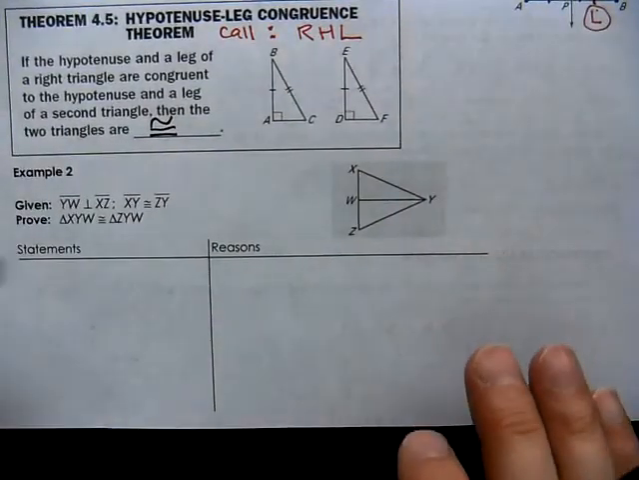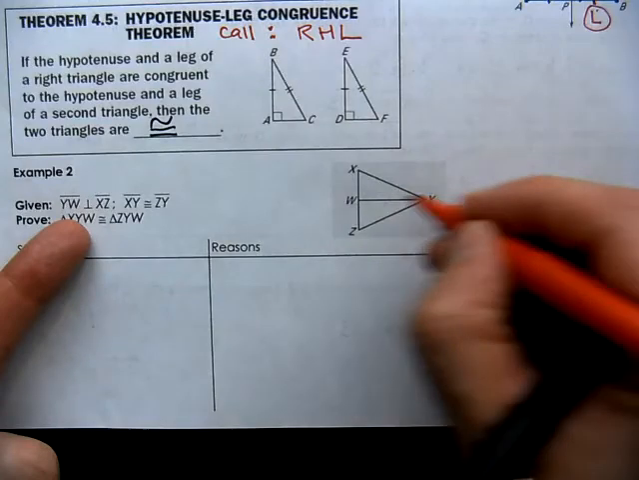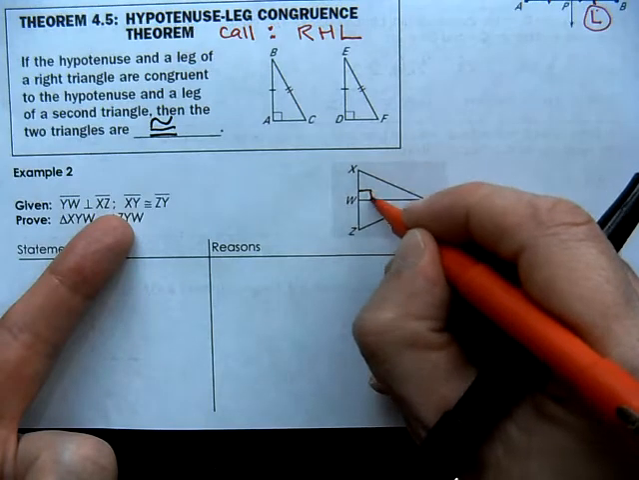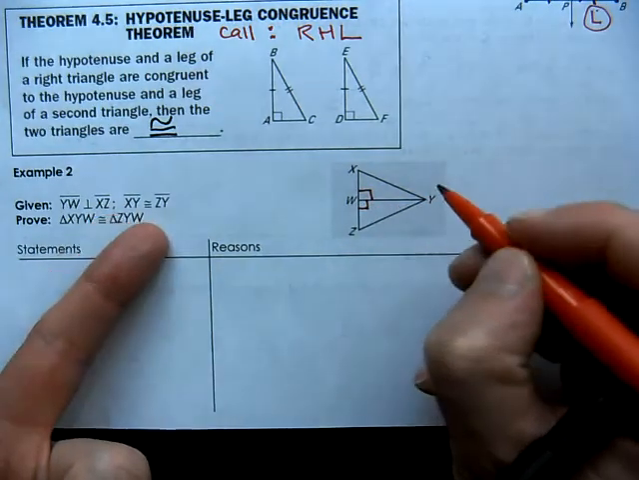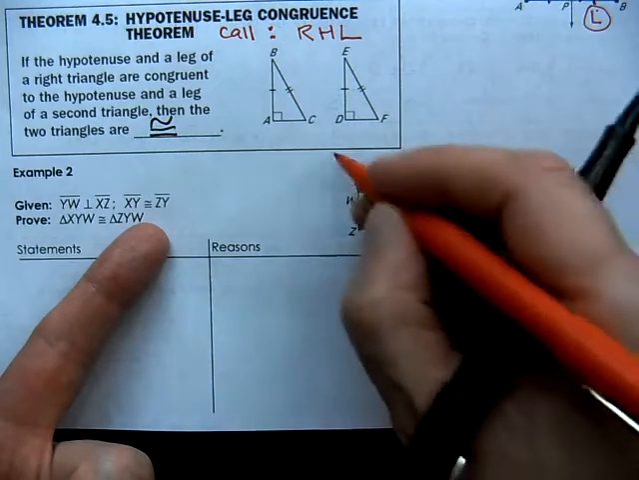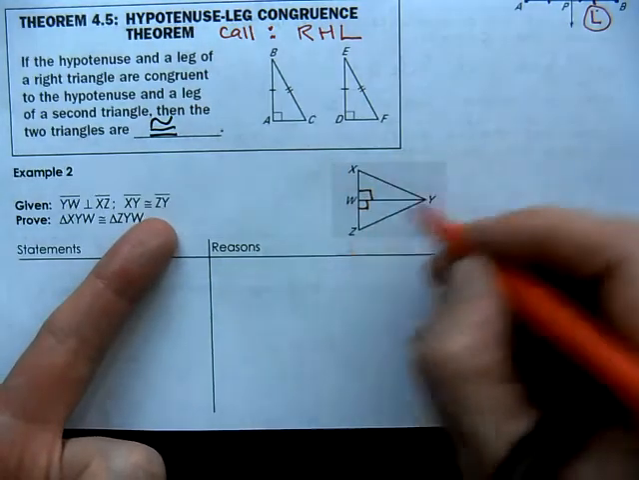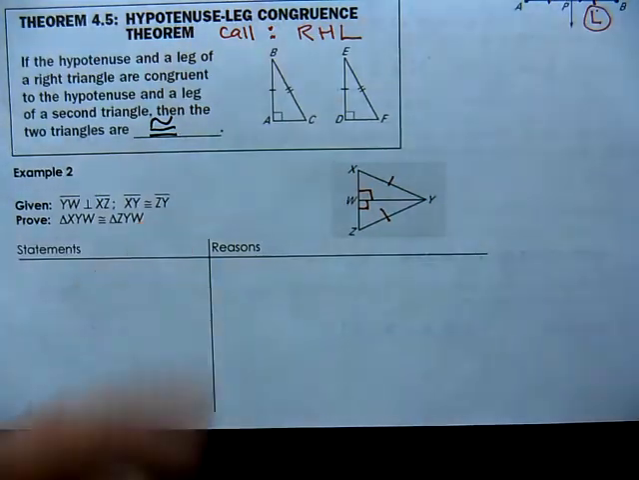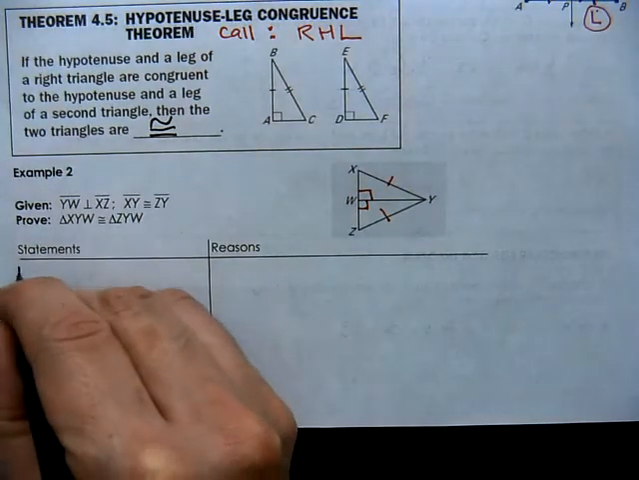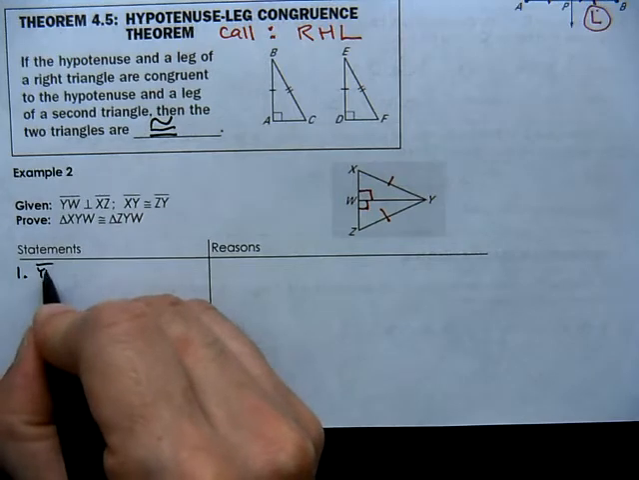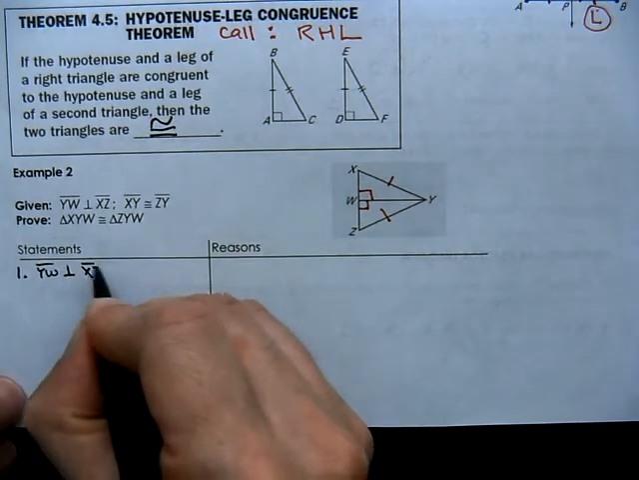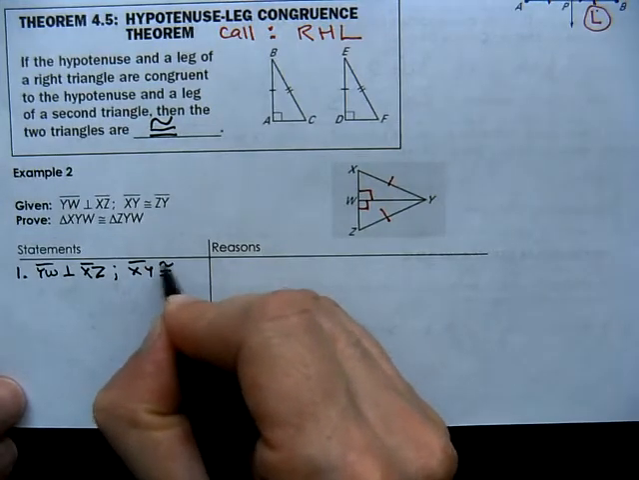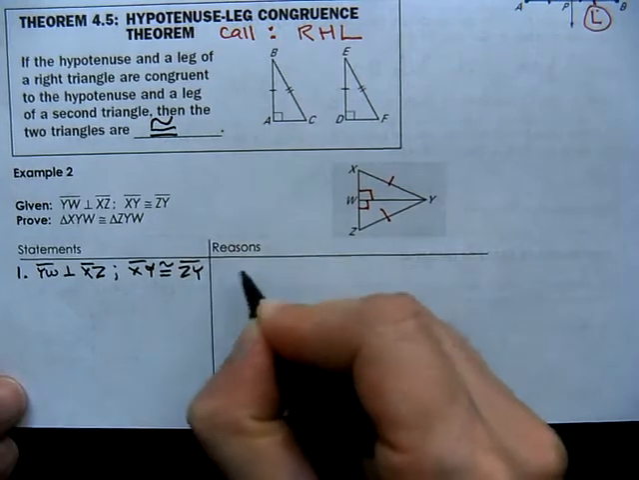So here we are given that segment YW is perpendicular to XZ, so right angles, and segment XY is congruent to ZY, so that's our starting position. Alright, so let's identify this. Here's line 1, segment YW is perpendicular to segment XZ. I'll use the same line. Segment XY is congruent to segment ZY, and of course that's given.